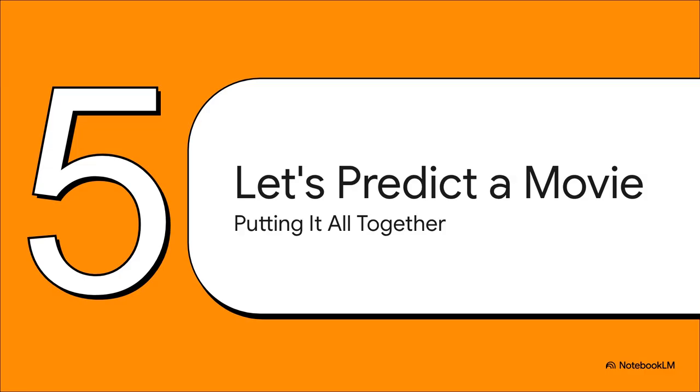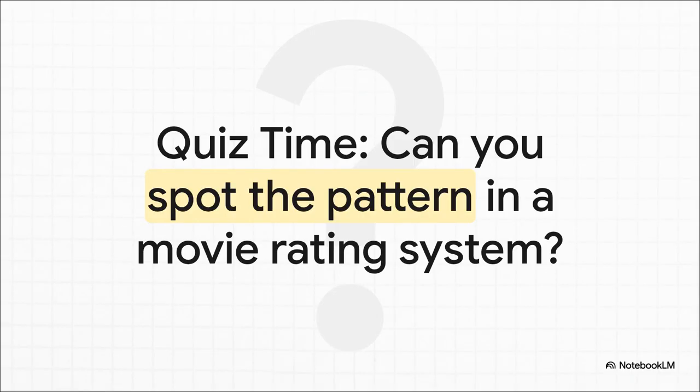All right, so theory is one thing, but let's see if we can actually put this into practice. We're going to take a look at a classic machine learning problem, building a movie rating system. So let's do a quick little quiz. I'm going to show you 4 pieces of a movie rating system, and I want you to see if you can match them to the concepts we just talked about: the inputs, the outputs, the hypothesis set, and the data set.